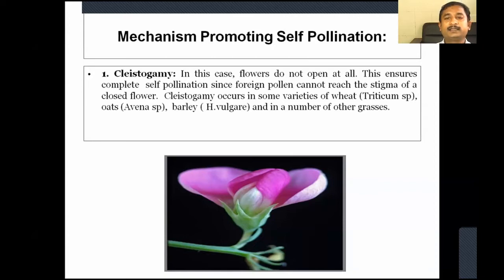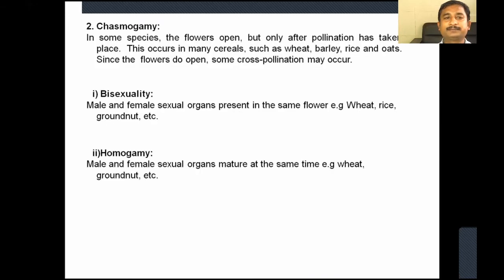For example, you just remember these two or three crops. For example, wheat. The wheat whose flour we eat, in this wheat there is complete cleistogamy. Means there is no chance of pollen from outside, from plant B or plant C, coming and cross-pollinating the wheat plant. So this is what is called cleistogamy. And in case of oats, also the same mechanism, and also barley and a number of other grasses, this mechanism is prevalent.